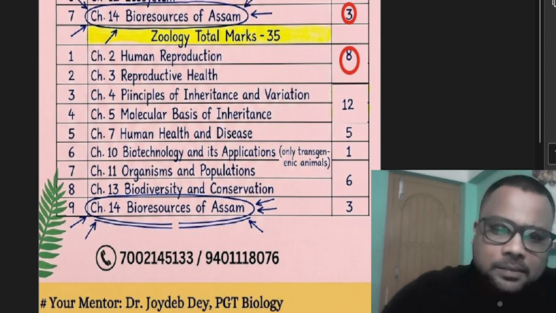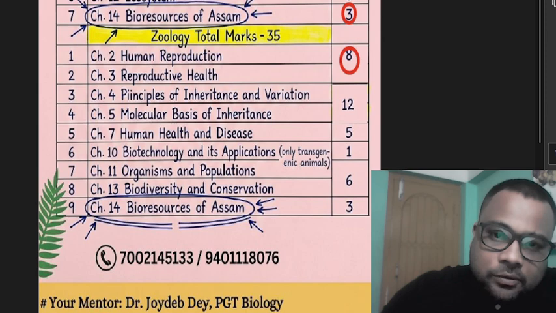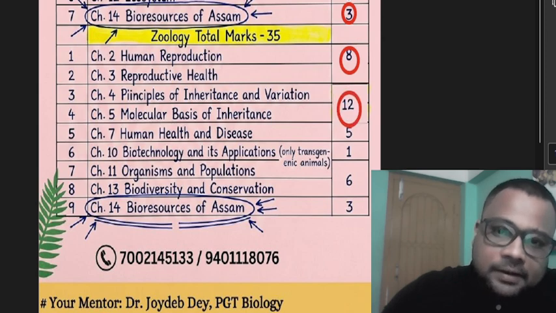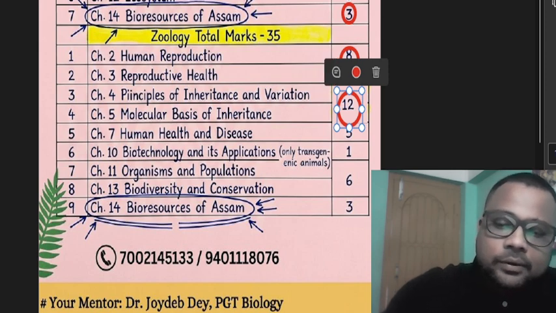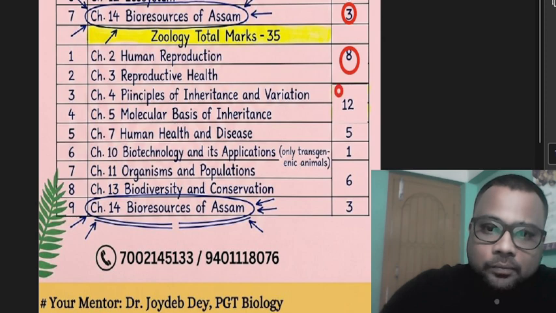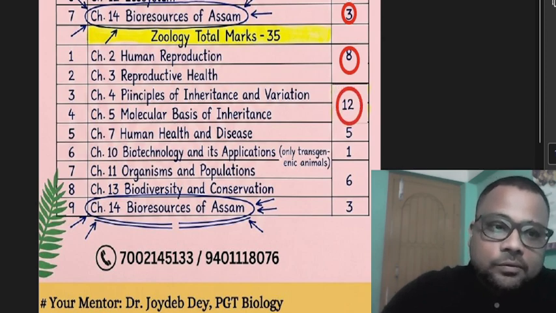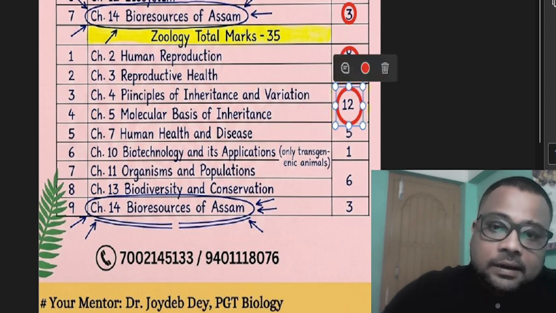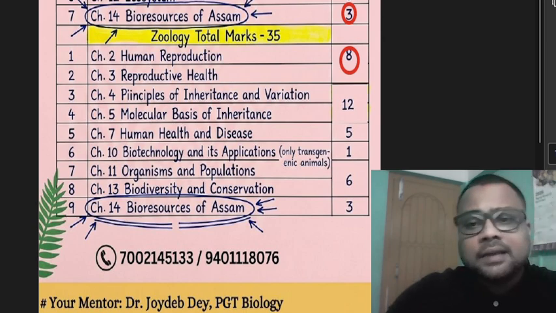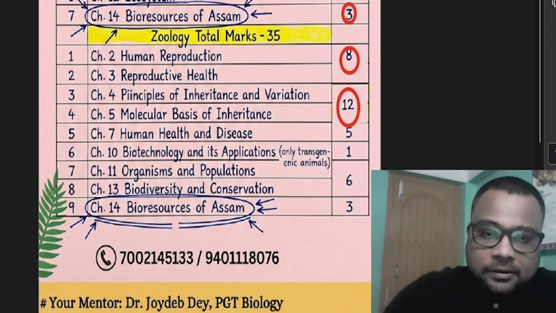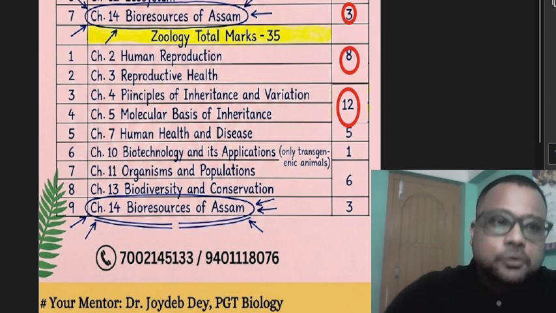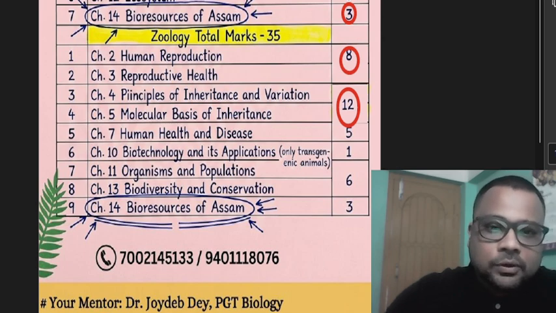Next, principles of inheritance and molecular basis of inheritance, these two are very, very crucial chapters in the zoology section, right? So here you are going to get 12 marks from these two chapters. Again, not only because of marks, molecular basis of inheritance also has significant importance in all the competitive exams, right? So these two chapters you have to learn very, very thoroughly and in detail with conceptual clarity. You have to study them, not just swallowing the concept is not going to help.